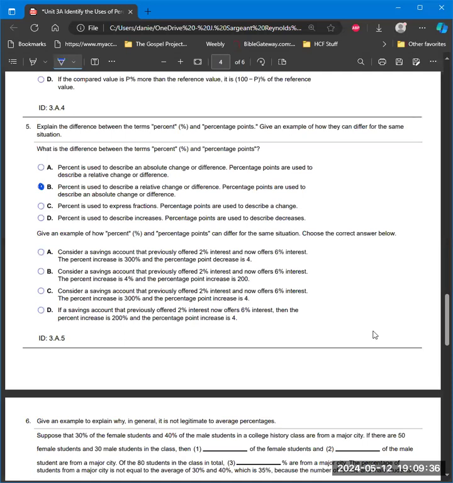And give an example of how percent and percentage points can differ in the same situation. So if a savings account that previously offered 2% interest now offers 6% interest, then the percent increase is 200% and the percentage point increase is 4%. So that's D.